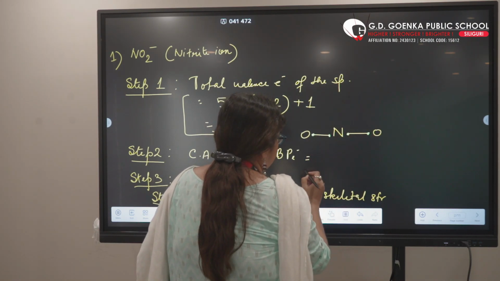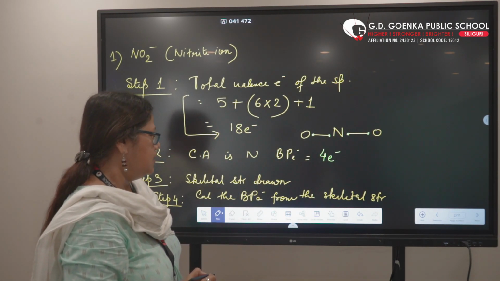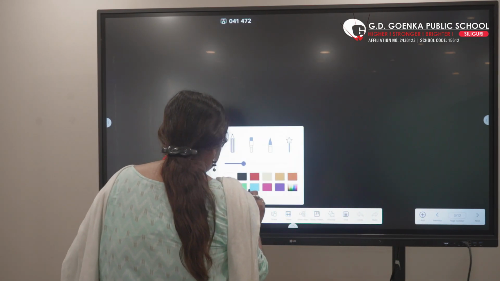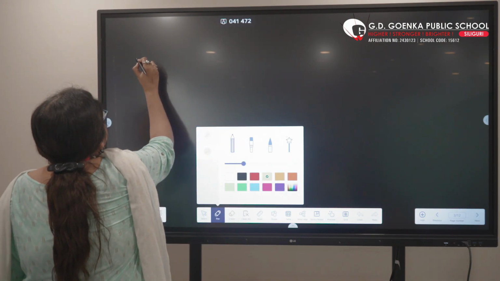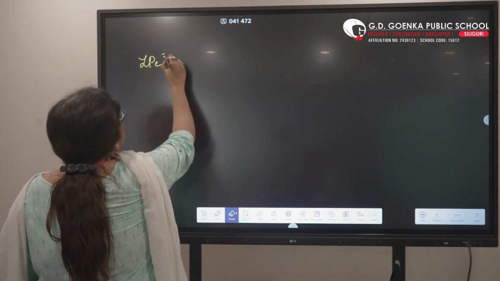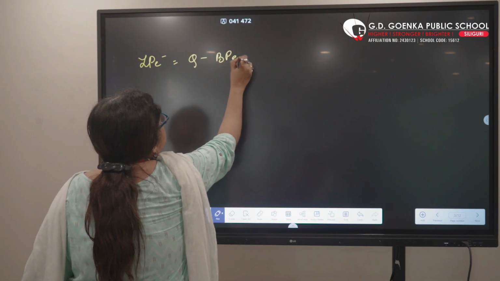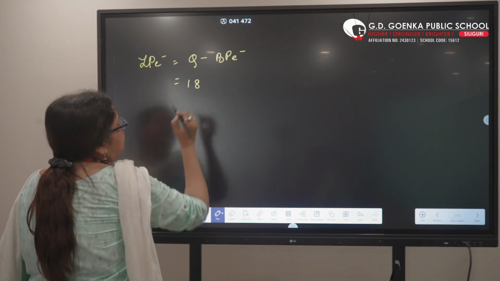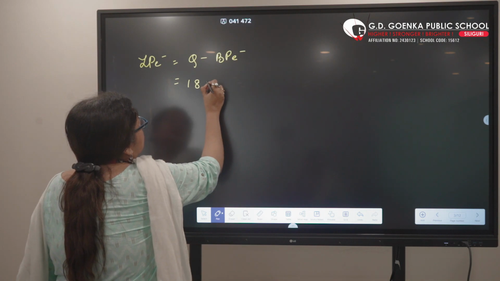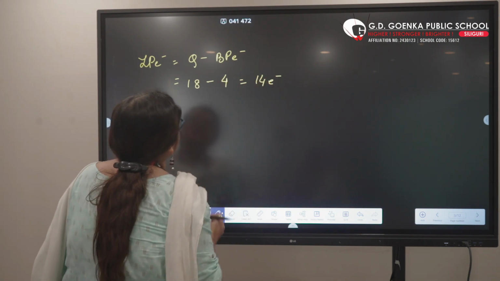2 and 2, right? 4. So our bond pair electrons according to the structure is 4. Now from here we are going to calculate after this what? Lone pair electrons, right? Next, lone pair electrons will be equal to Q minus bond pair electrons, that is 18. We got Q, the value of Q was 18 electrons of the valence shell and bond pair electrons were 4. So over here we are getting 14 electrons as lone pair, right?